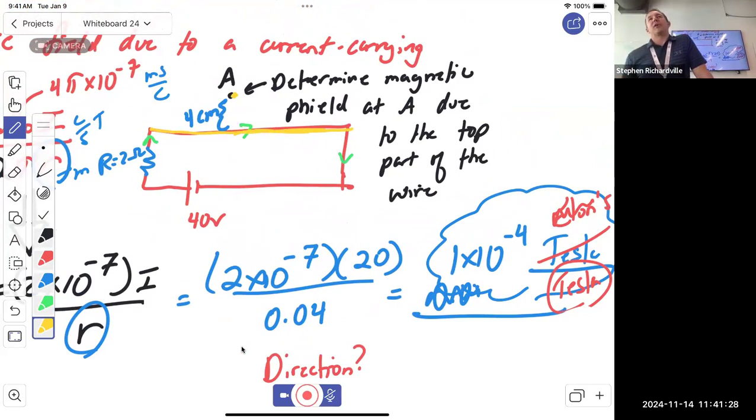The current's going to the right on the yellow wire. I only want the contribution of the yellow wire. There is a contribution of the bottom red wire as well. The sides are kind of irrelevant, but the bottom wire would be a thing later on. So for now, current in the yellow wire is moving to the right.